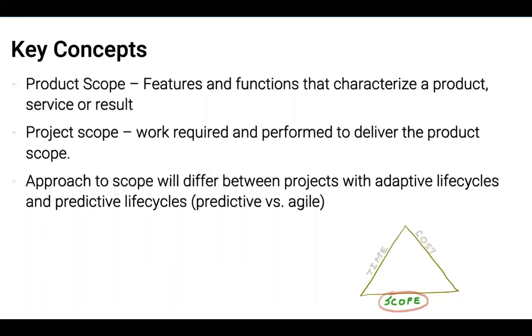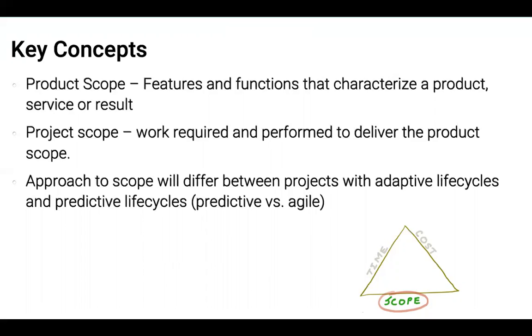As we know, the project has three constraints: cost, time, and scope. So things that we need to do, the amount of time that we have to do it, and the amount of money that we have to complete it.